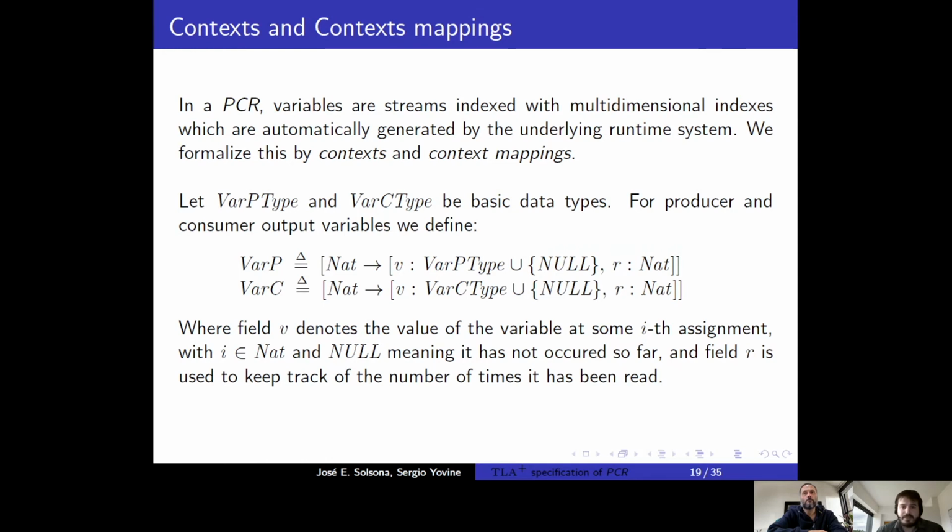In a PCR, variables are stream indexed with a multidimensional index, which is automatically generated by the underlying runtime system. We formalize this by using the concept of context and context mappings. So let var p type and var c type be basic data types. For the producer and consumer variables, we define var p and var c as functions from natural numbers to records. In these records, the field B denotes the value of the variable at some assignment, and the field R is used to keep track of the number of times it has been read.